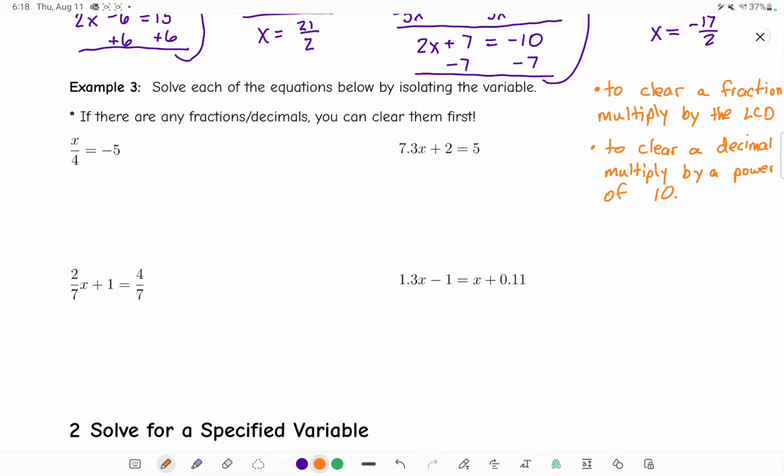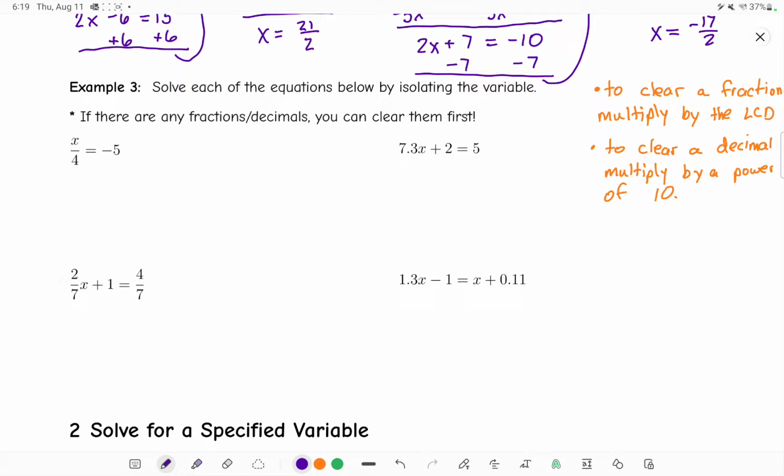are like 10 to the first power, 10 to the second power, 10 to the third power. And it will be determined by the number of decimals. If there are any parentheses, just like in the previous example that we did first, you want to distribute to get rid of the parentheses first before you try doing these 2 steps.